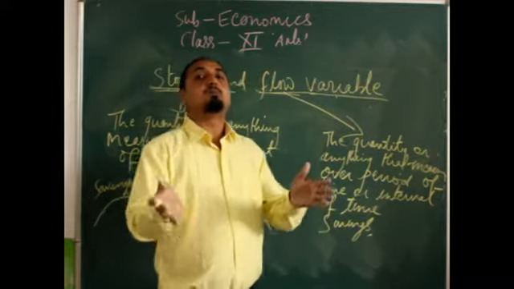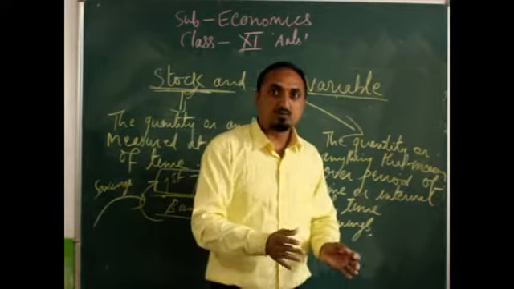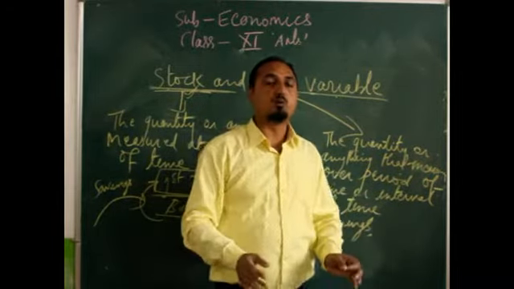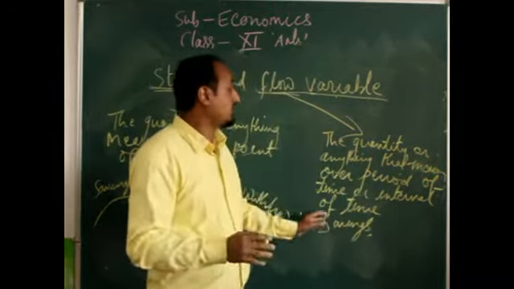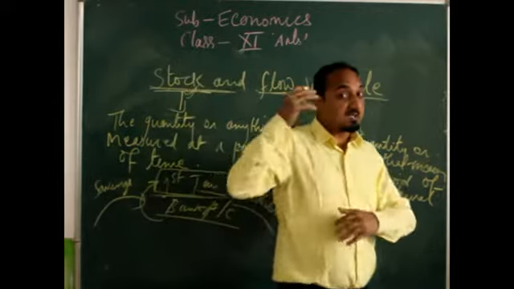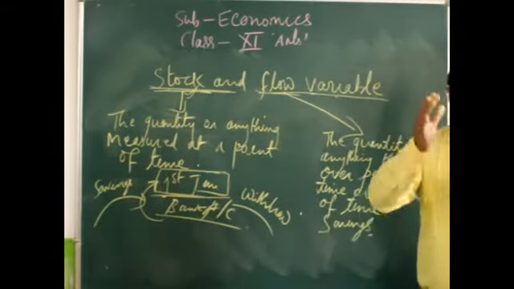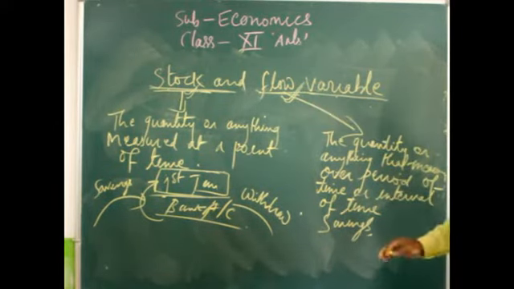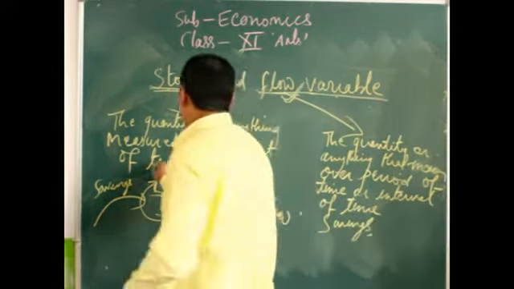Time here means maybe 1 week, maybe 1 month, maybe 1 day, maybe 1 hour, maybe 24 hours, maybe 1 year. So whatever the variable that keeps changing over a period of time, that is called what? Flow variable. Okay. Now let's come to this point.